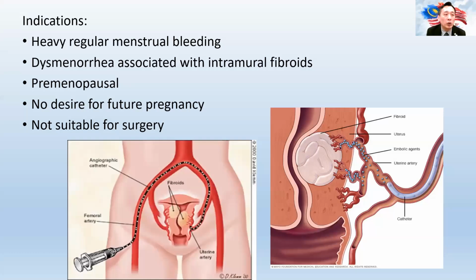Other than that, you can also do uterine artery embolization. The indications are heavy menstrual bleeding and dysmenorrhea associated with the fibroid, premenopausal, with no desire to have pregnancy, because you embolize the uterine artery. If the patient is pregnant, there will be fetal growth restriction because there's not enough blood flow to the uterus and to the baby. Not suitable. If the patient is not suitable for surgery, then we can go for uterine artery embolization.